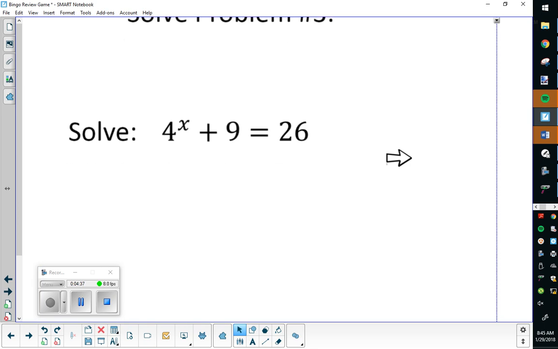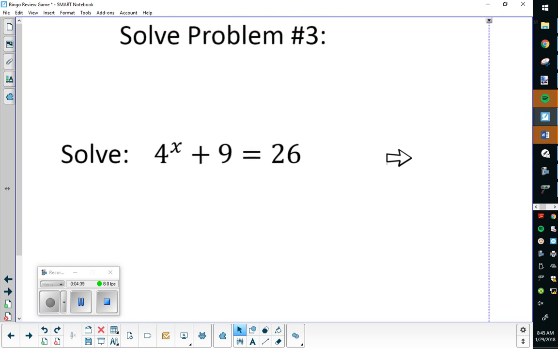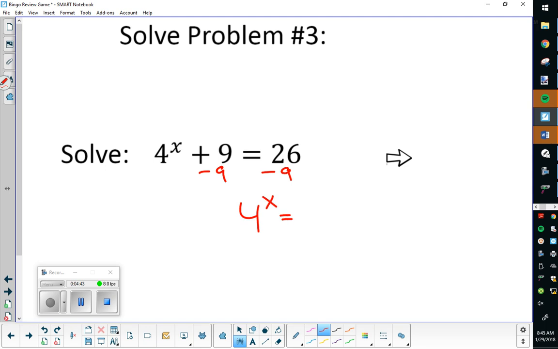4 to the x plus 9 equals 26. Most of us started correctly and subtracted the 9 over. Then you get this: 4 to some power gets you 17. You know that it's going to be something around 2 because 4 squared gets you 16. It needs to be a little bit bigger than that.